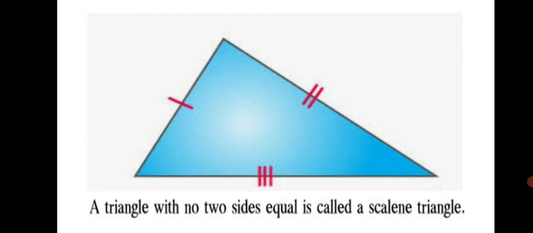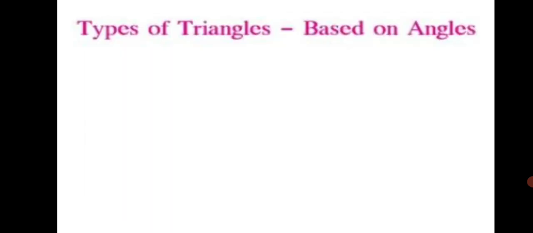So based on the sides, we have learned three types of triangles: equilateral triangle when all three sides are equal, isosceles triangle when two sides are equal, and scalene triangle when none of the sides are equal. Next, we shall learn about types of triangles based on angles.